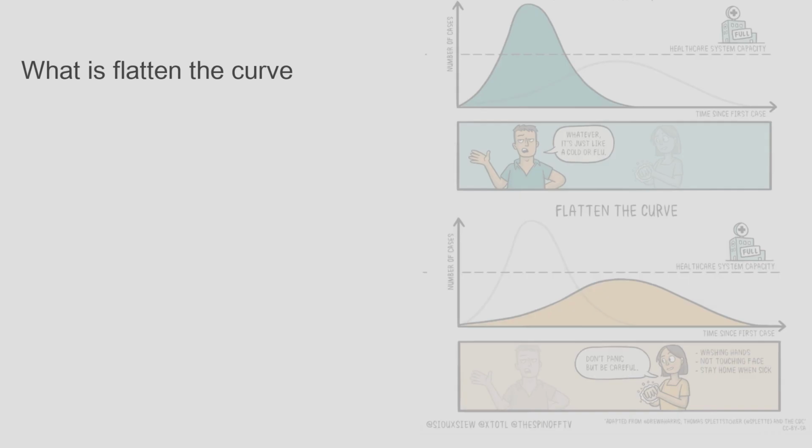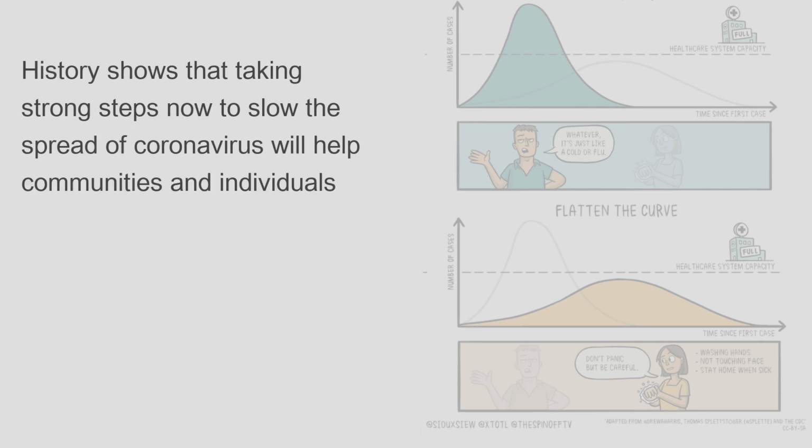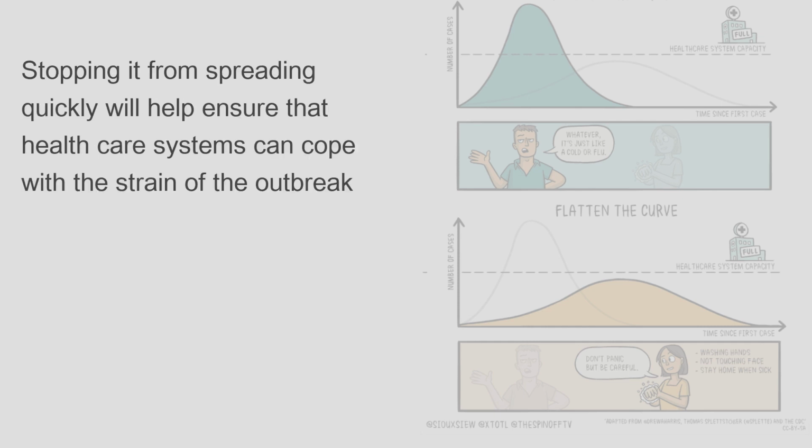Welcome. What is flatten the curve? Coronavirus is a socially transmitted disease, and we all have a social contract to stop it. History shows that taking strong steps now to slow the spread of coronavirus will help communities and individuals. While the virus can't be stopped in its tracks, it can be slowed. Stopping it from spreading quickly will help ensure that healthcare systems can cope with the strain of the outbreak.